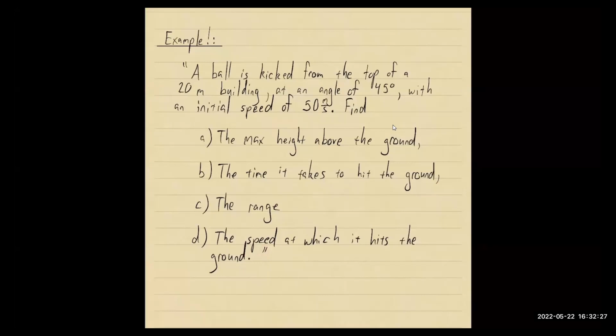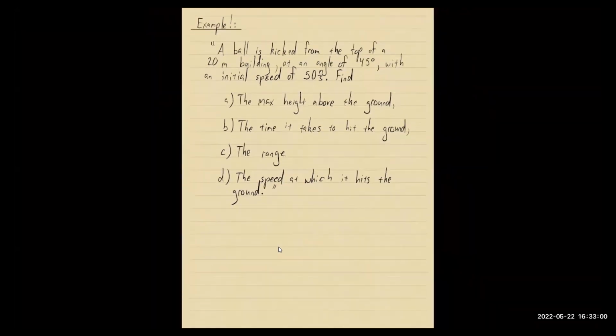All right, now for our last example of the day, we have that a ball is kicked from the top of a 20-meter building at an angle of 45 degrees with an initial speed of 50 meters per second. So the problem wants us to find the max height above the ground that the ball reaches, the time it takes for the ball to hit the ground, the range of the ball, so how far the ball goes in the x direction, and the speed at which it hits the ground. So we want to find the magnitude of the velocity of the ball just the instant before it hits the ground. So to begin with, let me draw a picture of the situation that we're dealing with here.